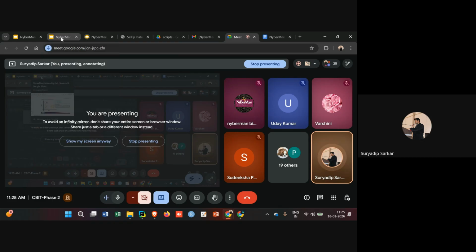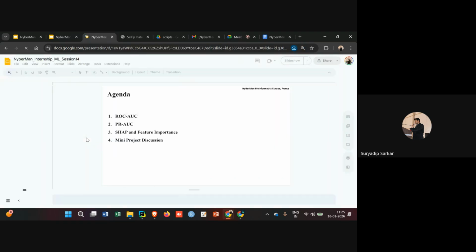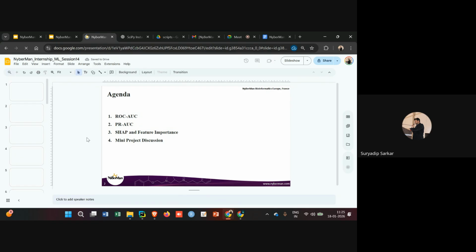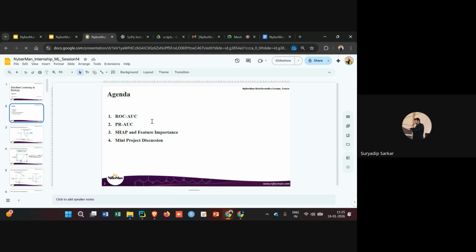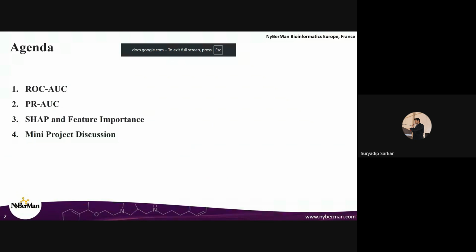So we already did PCA. Now we have something, again, a very important topic. We will learn about something known as an ROC AUC curve, something known as a PR AUC curve, and SHAP and feature importance. These are going to be the three other topics that we will learn.